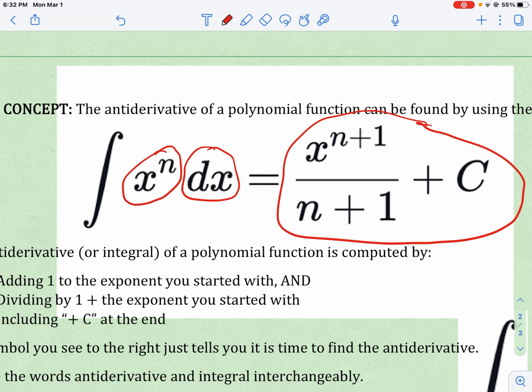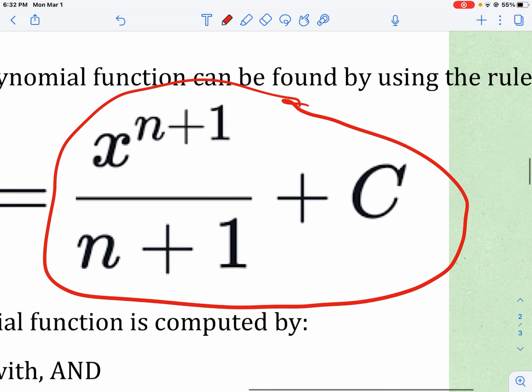So the antiderivative, or the integral, of x to the n dx, is equal to what? Well, it's equal to x to the n plus 1, when we add 1 to its exponent, divided by its exponent plus 1, and then we add the plus c on the end, okay? So this is the formula.